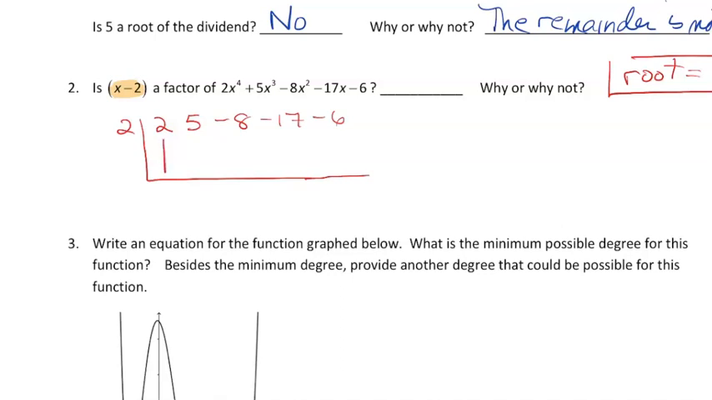Okay, so we're going to bring down that 2 all the way. 2 times 2 is 4. 5 and 4 are 9. 2 times 9 is 18. That gives me a 10 down here. 2 times 10 is 20, and that's going to give me a 3. And 2 times 3 is +6, which results in a remainder of 0.